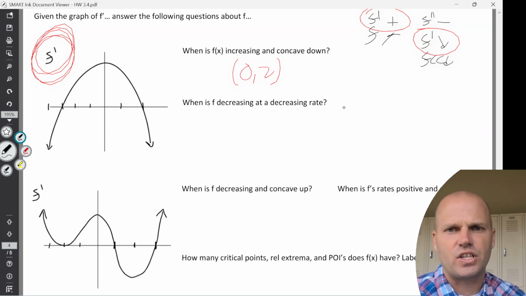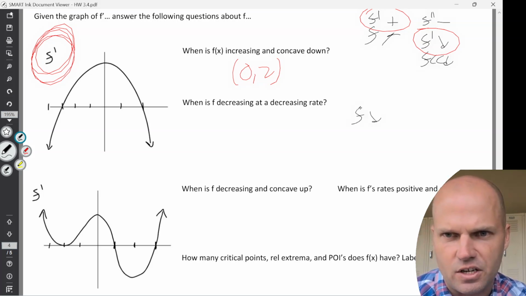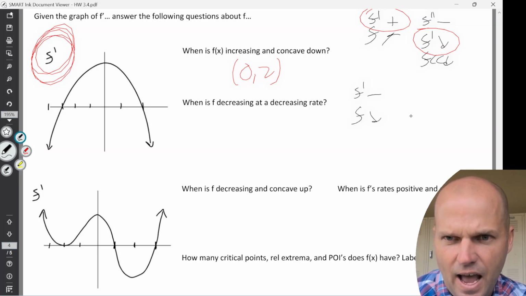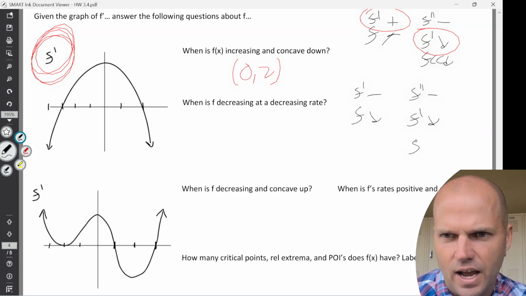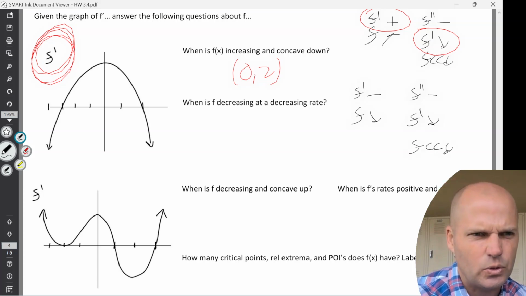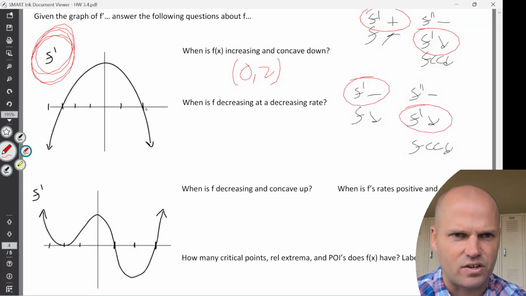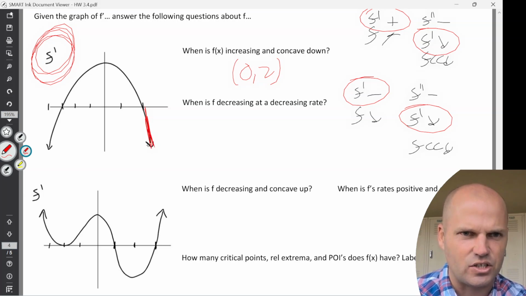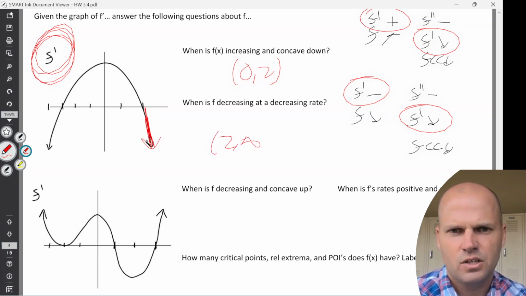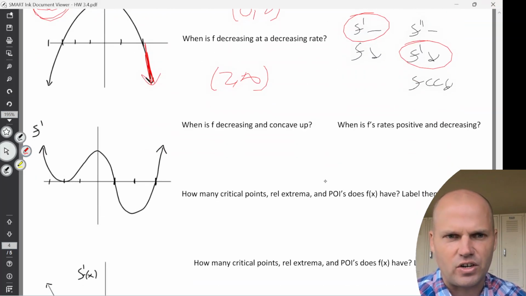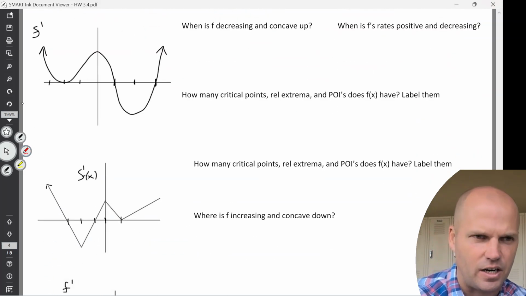When is f decreasing at a decreasing rate? So f is decreasing, f prime is negative. F's rates are decreasing, f double prime is negative, or f is concave down. Well, since this is the graph of f prime, I should be looking at when it's negative and decreasing. Negative and decreasing would be from 2 to infinity. See how this works? You've got to find the correct characteristics, double the characteristics.